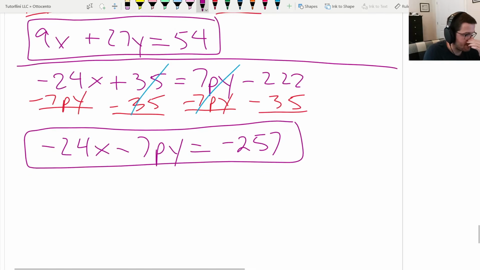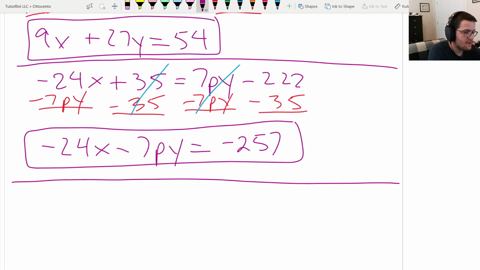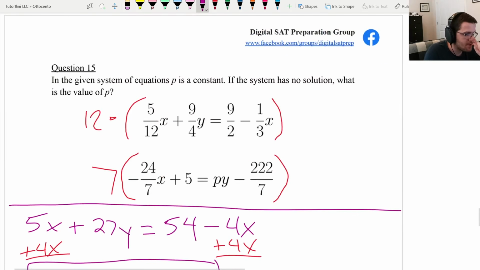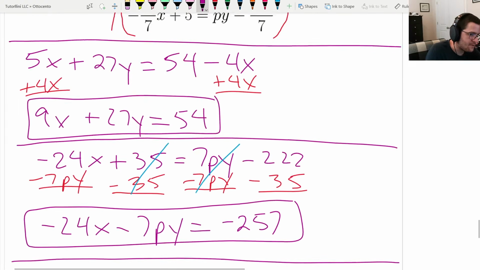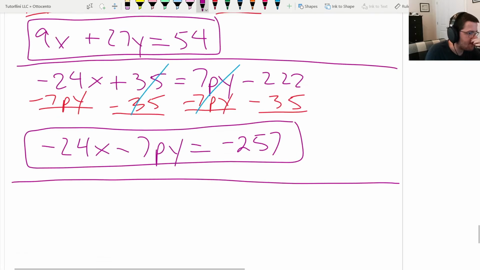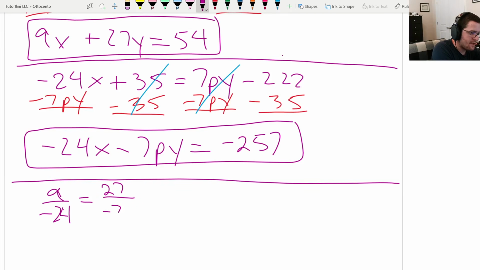So now I kind of already nicely wrote them vertically, but this one has no solution. So we're going to do a over d equals b over e is not equal to c over f. So we're going to do 9 over negative 24 is equal to 27 over negative 7p, which is not equal to 54 over negative 257.